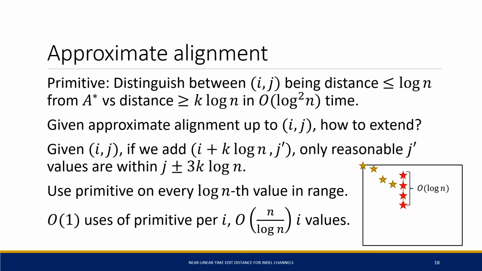So how long will this take? Well, for each i, since we have a vertical band of length log n we're considering, and we run the primitive on every log n value, there's only a constant number of uses of the primitive for each value of i. Since we only look at every k log nth value of i, there's only n over log n i values, and then each use of the primitive costs log squared n time, so the total runtime is n log n as desired.